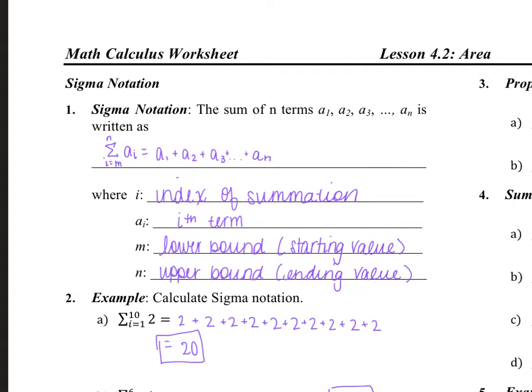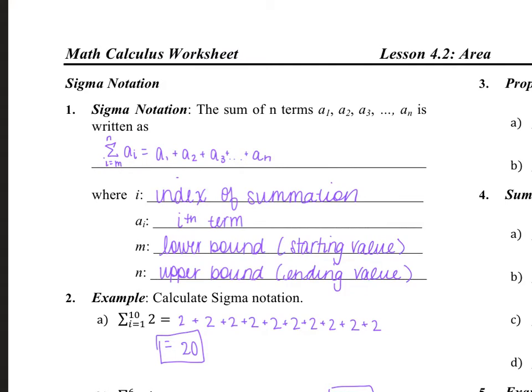When you break this sigma notation down, there's a couple little variables here. I is the index of summation. A sub I means it's the ith term. So whatever number I is, that's the term it is. Little m is your lower bound, which is kind of like your starting value. And then little n, like Nancy, is your upper bound. It's your ending value. So where you start, and then you just keep inserting the values, and you go up until you get to your upper bound.